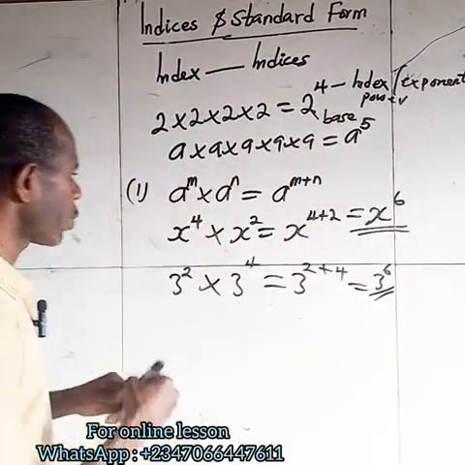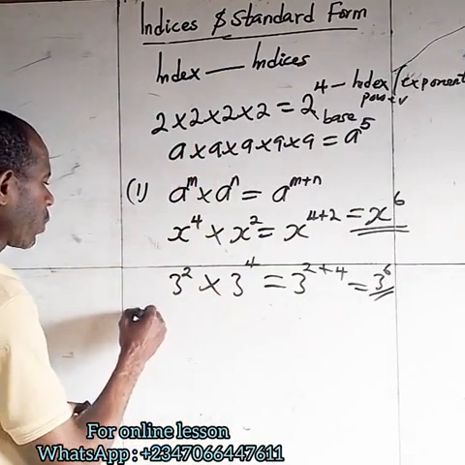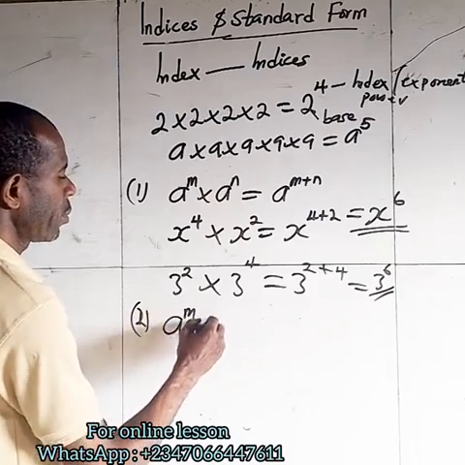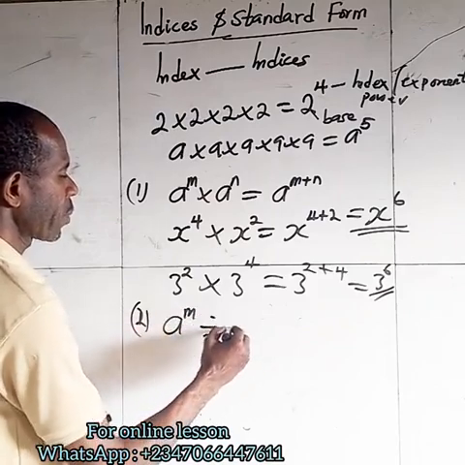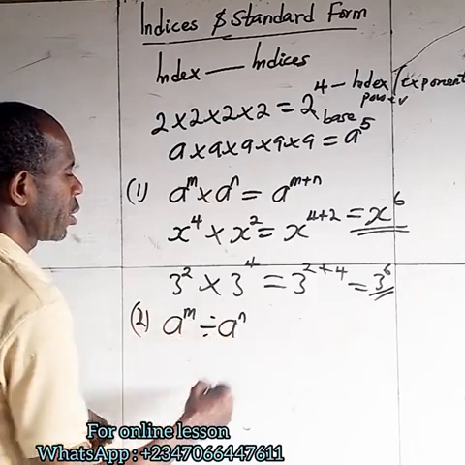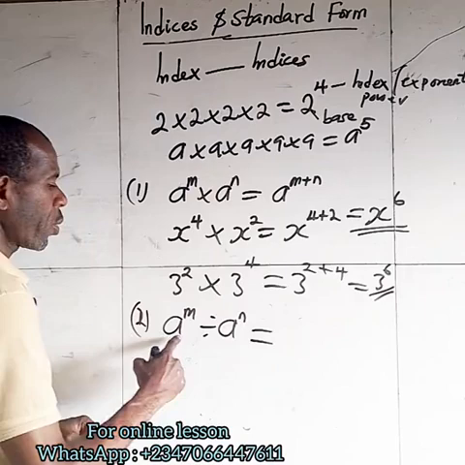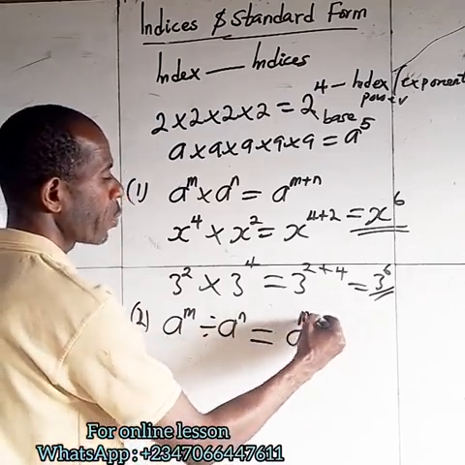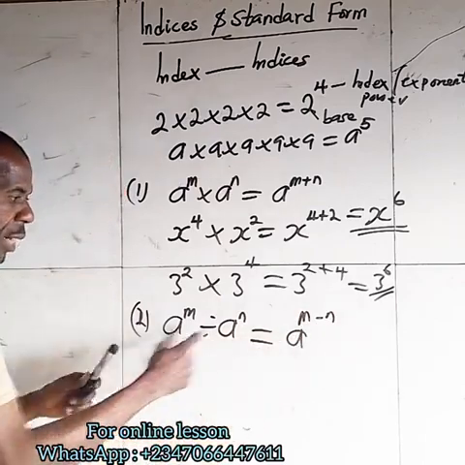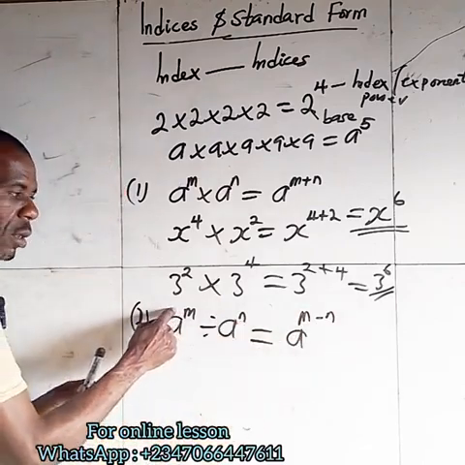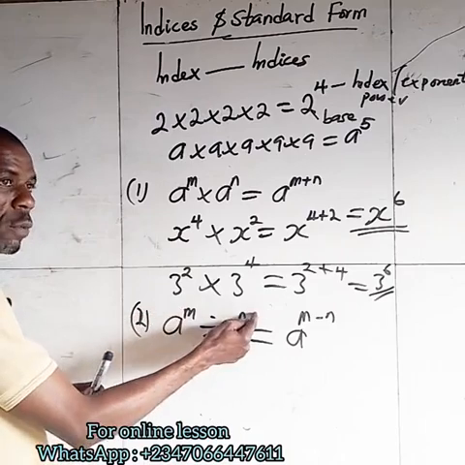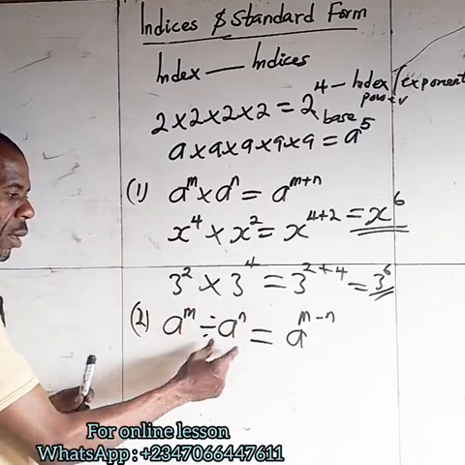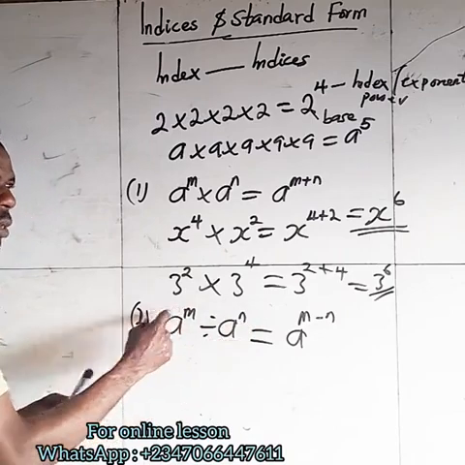Now let us go to law number 2. When I have a raised to power m divided by a raised to power n, what this law says is we are going to take one of the base, since the base is the same, then the exponent is subtracted. We subtract the second one from the first one. Don't subtract the first one from the second, please. So we subtract the second index from the first index.